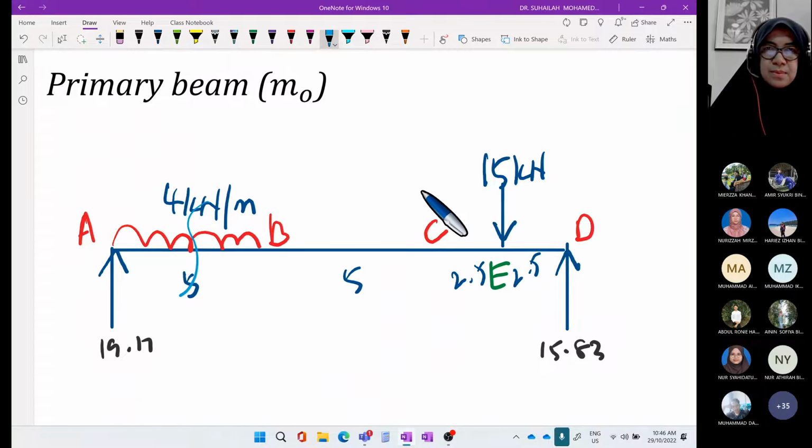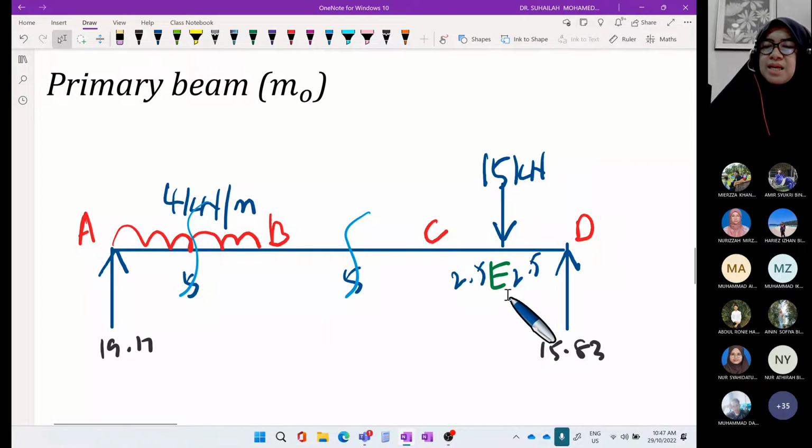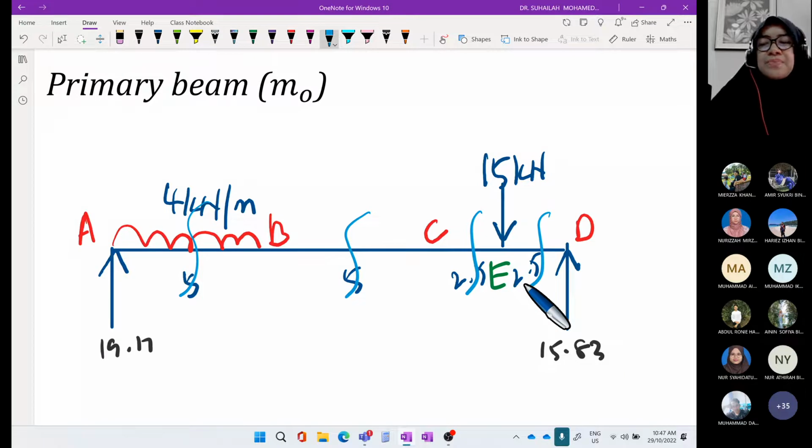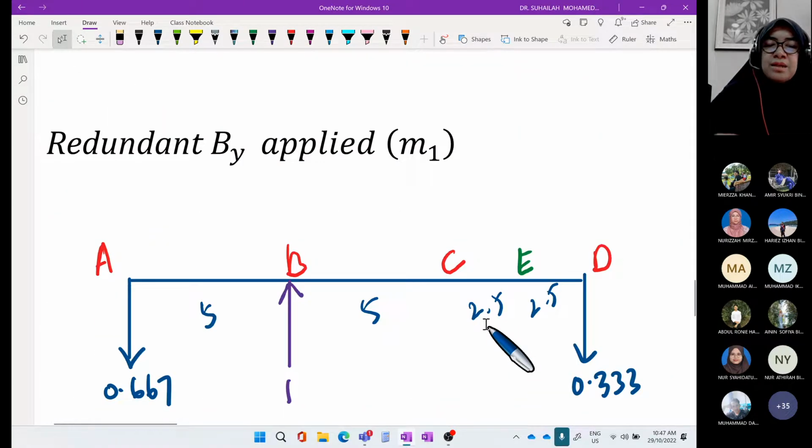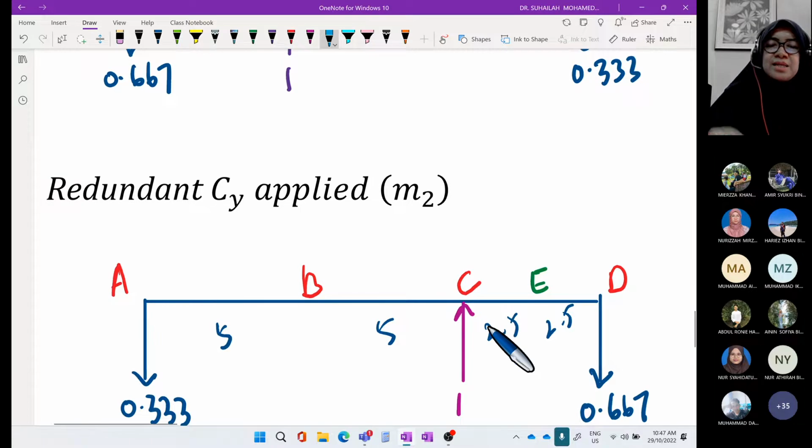For A and B, we have 1 cutting section. For B and C, we have another cutting section. For C and E, we have another cutting section. For E and D, we have another cutting section. So we have 4 cutting sections, and we must have 4 cutting sections in the redundant beam as well. If in the primary beam we have 4, the redundant must follow. So in the redundant, we must retain these 4 cutting sections. Same goes for redundant CY applied.